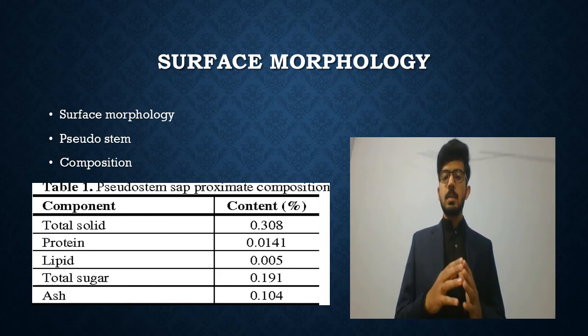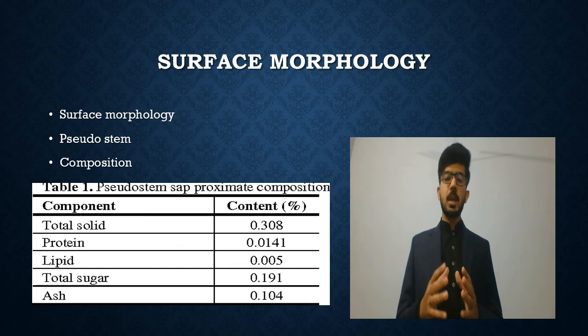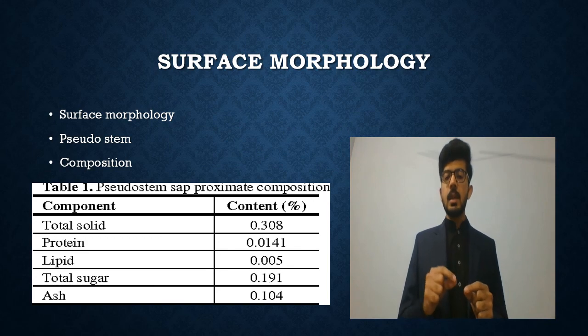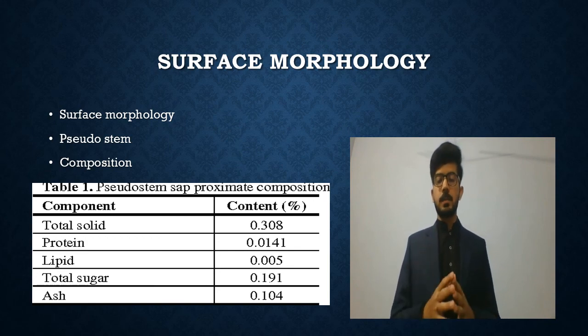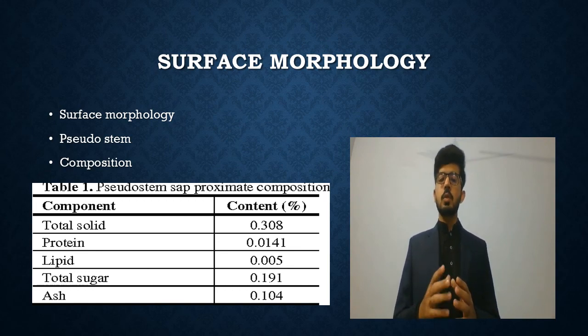The pseudostem is the part of a banana tree which looks like a trunk. It is basically made up of tightly overlapping leaf sheets. When we see the cross-sectional view of pseudostem, it has four cores in it. Now in the bottom of the slide we see the graph between composition and the content of pseudostem.